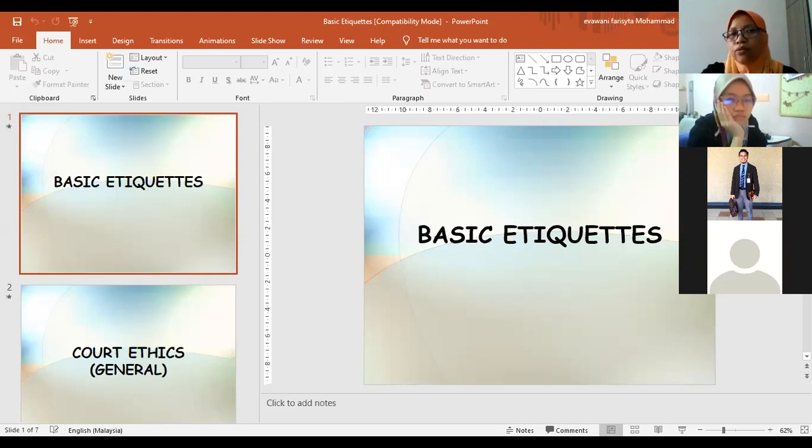Here dia kata, in light of this complaint, please find reproduced below the relevant portion of the circular dated 1 November 2000. Okay. 1 November 2000, Federal Court issued circular. So for Malaysian Bar, all lawyers and chambering student, you have to comply with this.